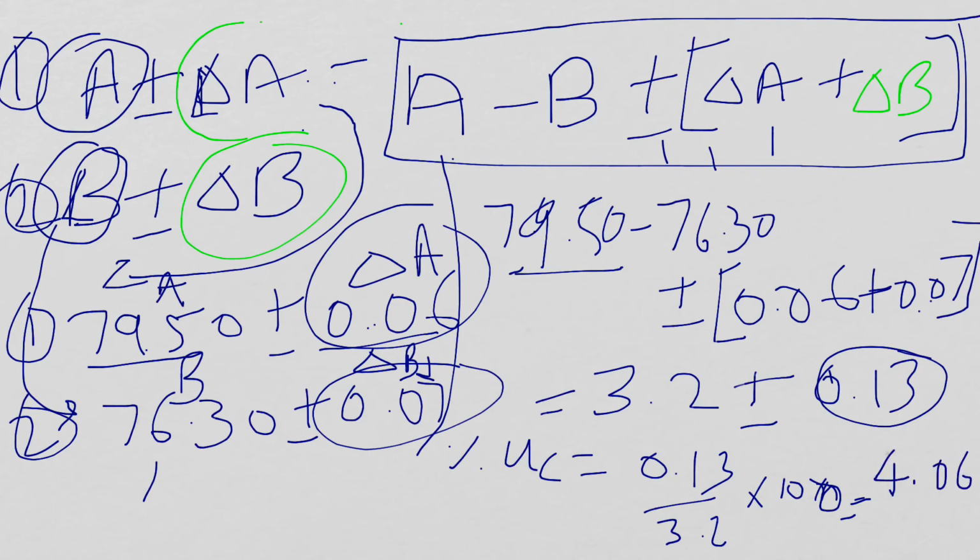So we will get 4.06, or we can write 4.1% or 4%. So in this way you can do subtraction of the uncertainties. Now we will do a few more questions related to subtraction of uncertainties. Then subsequently we will do division and multiplication later on, and we will take a few examples related to this.